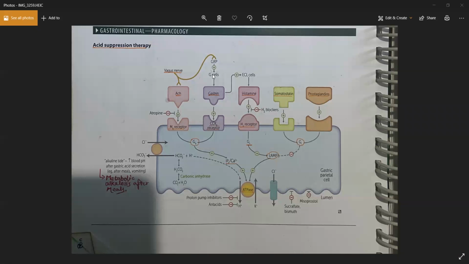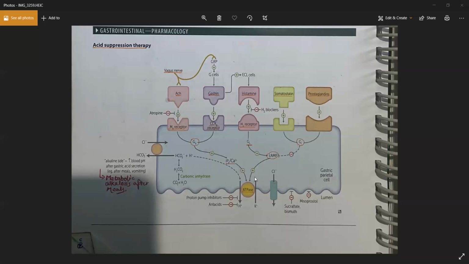Okay. So GI pharmacology. First, you need to know about the acid suppression therapies. What are the drugs that suppress acid production? All of these drugs are useful for acidity, for GERD. You already know that acid production is totally dependent upon the parietal cells, and the parietal cells have this ATPase pump, which will secrete the hydrogen ion into the lumen and take up the potassium ion into the gastric parietal cell.